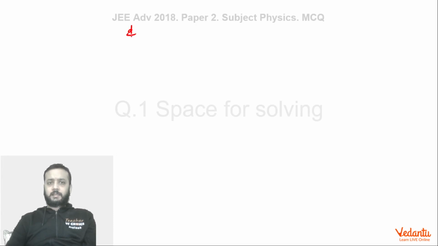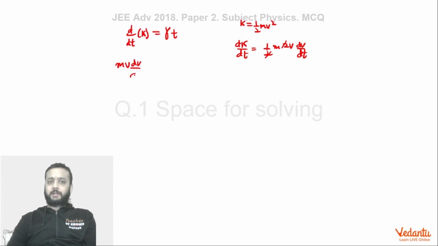So as we can see that d by dt of kinetic energy is nothing but gamma t. Kinetic energy we realize is nothing but half mv square. So if you differentiate this, you're going to get half m into 2v dv by dt, right? So 2 and half will be gone, so this becomes mv dv by dt equals gamma t.